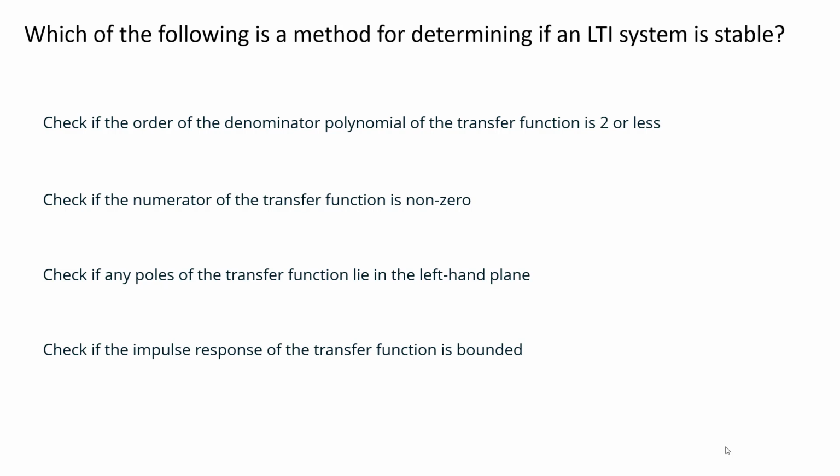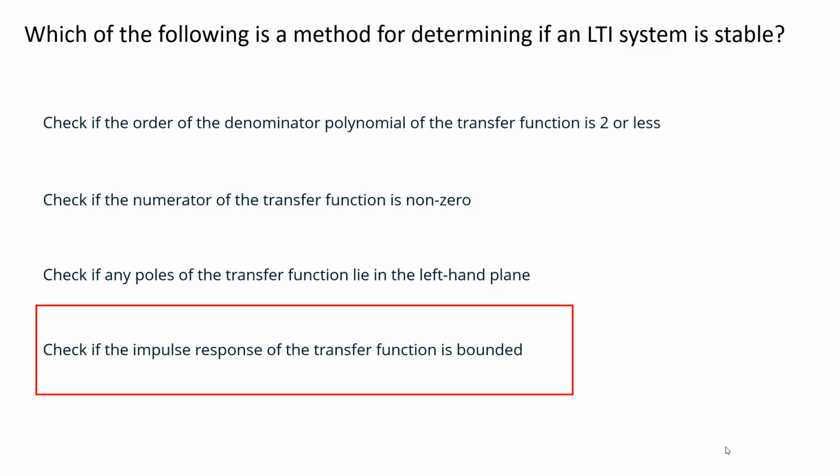Which of the following is a method for determining if an LTI system is stable? These are all just mostly made up. The right answer is you want to check if the impulse response of the transfer function is bounded. Because remember, the impulse contains an infinite number of frequencies, right?